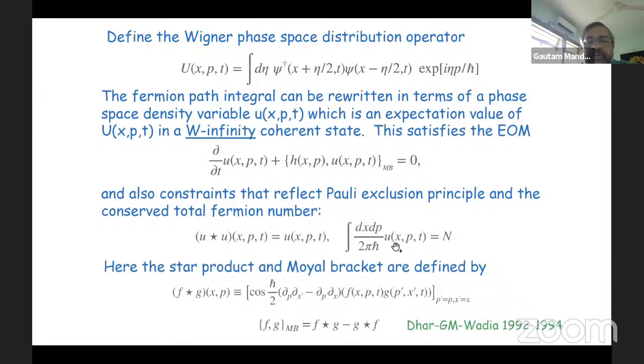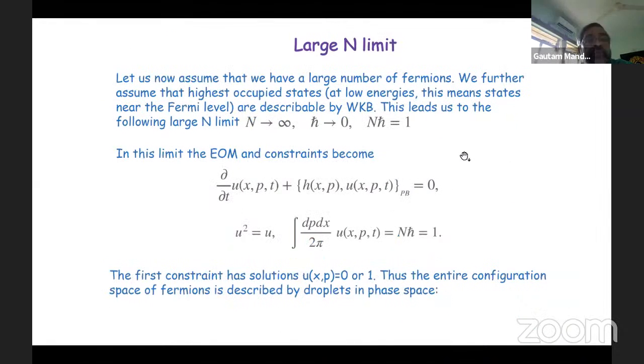This part is easy, so you can actually do that. And then you can also move this h bar from the left-hand side to the right-hand side. In the limit that we're talking about, N h bar is equal to 1. So three things happen. One is that the leading contribution of the star product is just the product. That gives you here u squared equal to u. This gives you that the integral of u is equal to 1. And in this equation of motion, you get the Poisson bracket. So this is what I have written here.